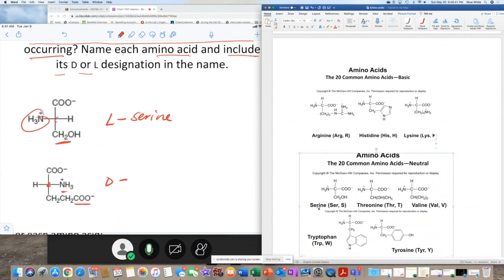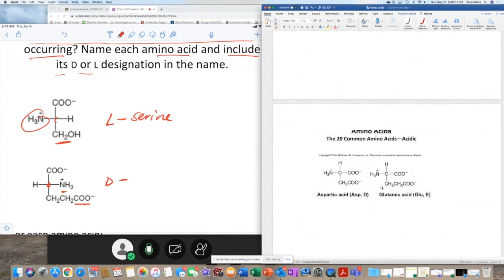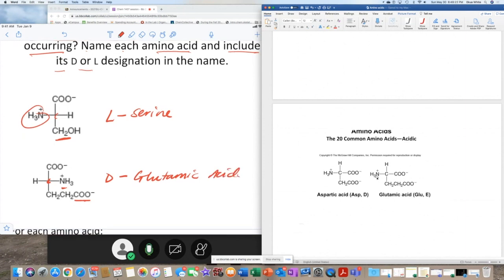Then let me see. I'm looking for one where I have my carboxylic group, COO minus. Since I have an extra carboxylic group here, I'm looking in the category called acids. Glutamic acid, right? CH2, CH2, COO. They rearranged the positions of the NH3. Remember, single bonds have free rotation around the central carbon, so don't worry about that. It's the same molecule, just rearranged. So this is going to be D-glutamic acid. This is why I keep this very close to me, so I can go back and forth.